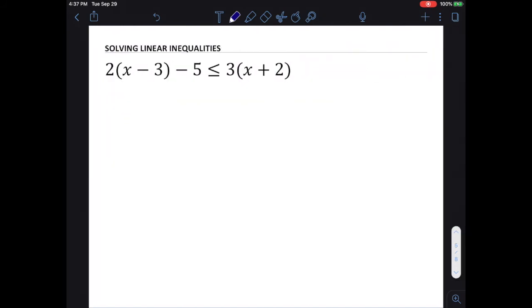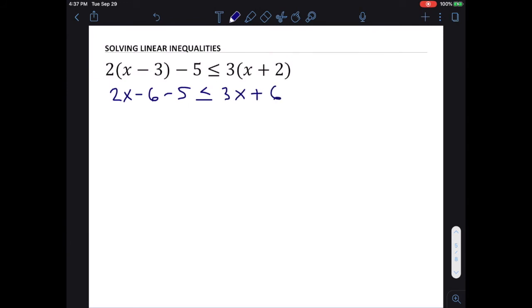All right, let's keep going. Oh boy. So this one throws at us distributing, combining like terms, doing a whole bunch of stuff. So let's just get cruising on this thing. So we're going to distribute the 2 on the left-hand side, the 3 on the right-hand side. I'm going to do those both at the same time. So we have 2x minus 6 minus 5 less than or equal to 3x plus 6.